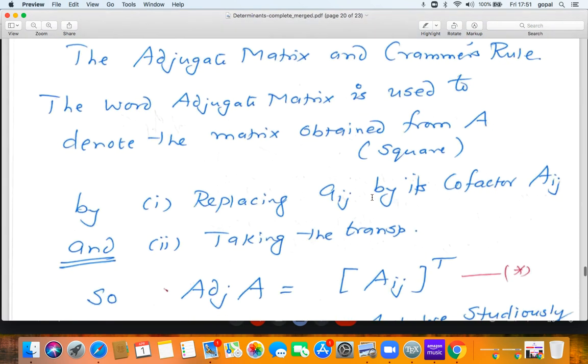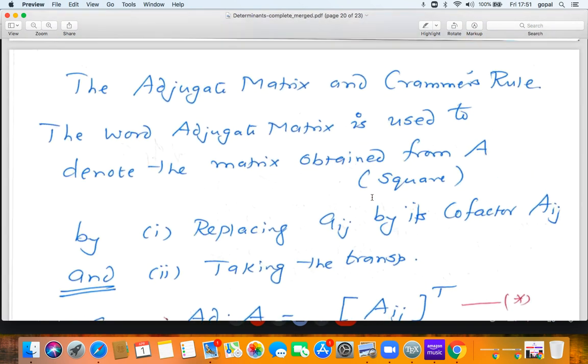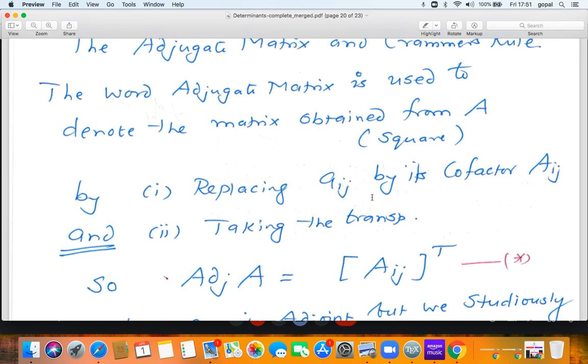Now let us take the next thing, the adjugate matrix and Cramer's rule. The word adjugate matrix is used to denote the matrix obtained from A, where A is a square matrix. I'm going to replace the ijth entry, Aij, by its cofactor, capital Aij. Cofactor, not minor. Please remember, cofactor comes with a sign, -1 to the power i plus j. So replace each entry by its cofactor, and then take the transpose. Don't forget to take the transpose. It's very important. So the adjugate of A is the matrix of cofactors with a transpose.